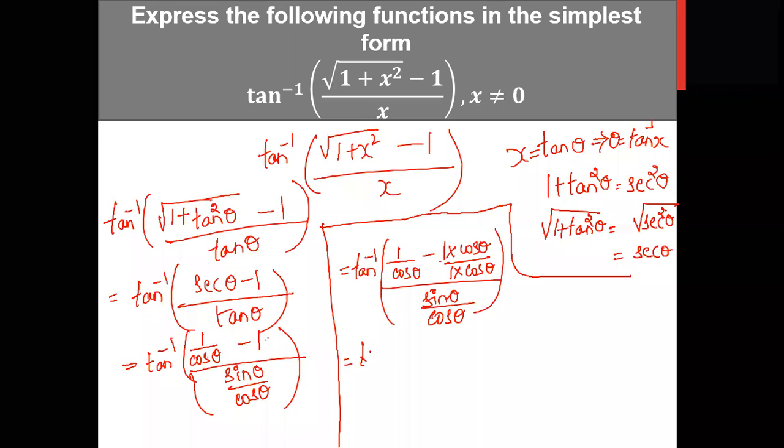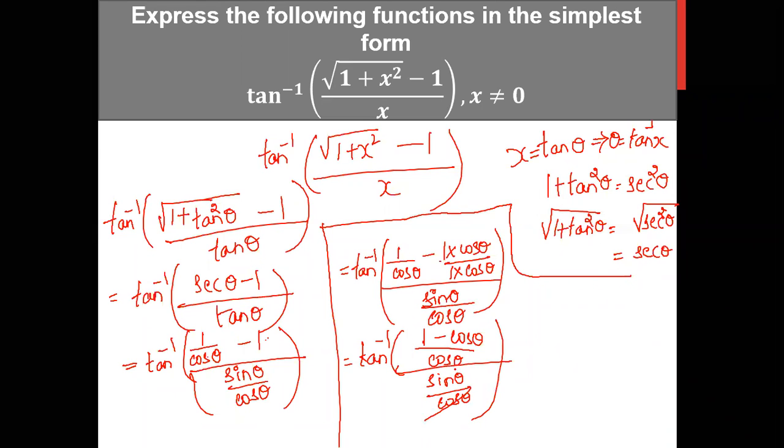So that is tan inverse of 1. Now you can see that the denominator is the same, so I'll write the denominator cos theta, and 1 minus cos theta whole divided by sin theta by cos theta. So I can cancel cos theta, cos theta. So what is remaining over here? We'll be left with tan inverse of 1 minus cos theta divided by sin theta.